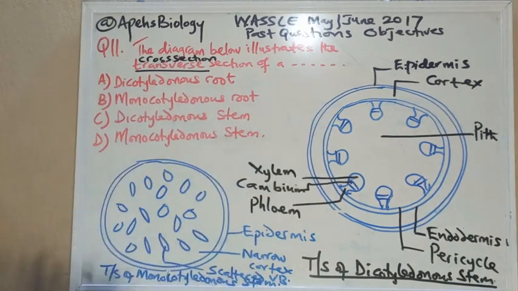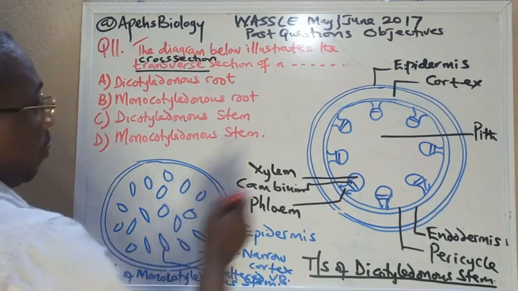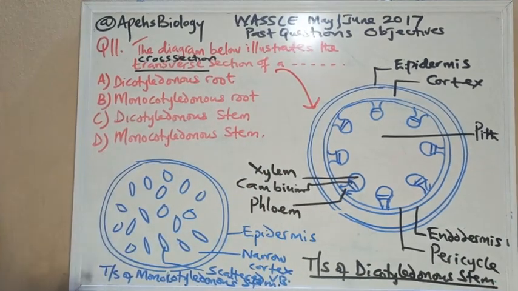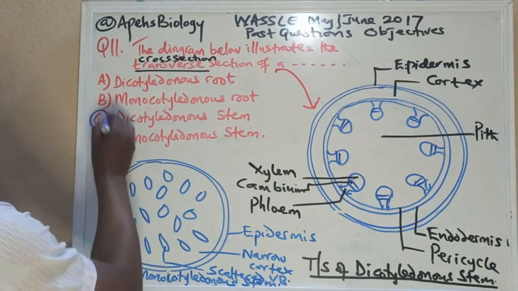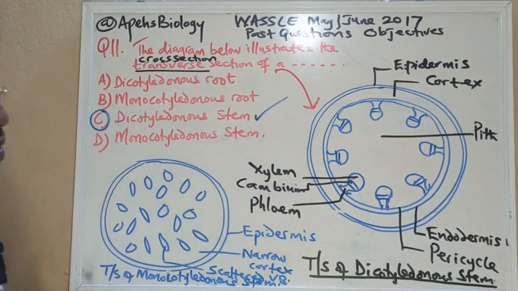So if you look at this diagram that WASSCE presented here, which is our question, they say look at this one here. Definitely our answer for this question is going to be number C. So you're expected to shade this as the answer. That's the diagram of dicotyledonous stem.